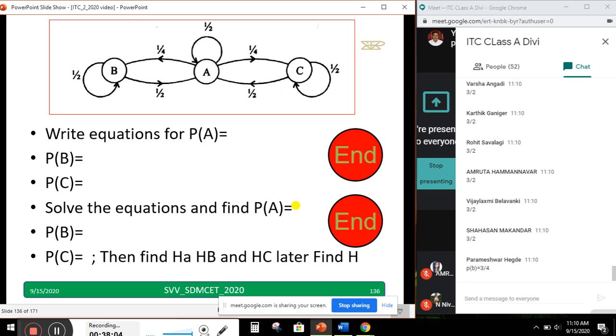Parmeshwar. Majority 3 by 4. Parameshwar is writing product of B equal to 3 by 4. Okay. Majority are writing product of B equal to 3 by 4. Product of C equal to, anybody writing? Shivani, 3 by 2. Amrita, C equal to, Parameshwar is writing 3 by 4. Very good. So let me show you the answer.